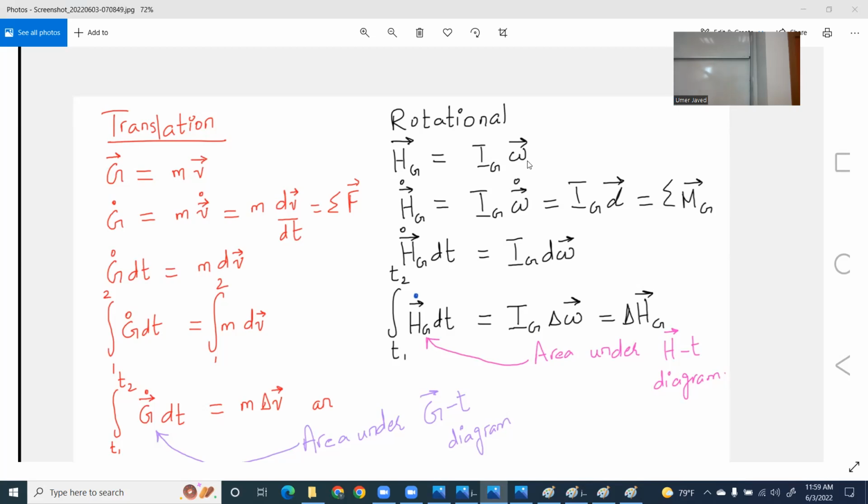Then H dot G, rate of change of rotational momentum, is actually equal to the summation of moments. Again, in point mass kinetics, I talked about it. Then H_G dot, dH_G/dt, equals I_G d omega. You take the integration and you get this equal to I_G delta omega. So straightforward.